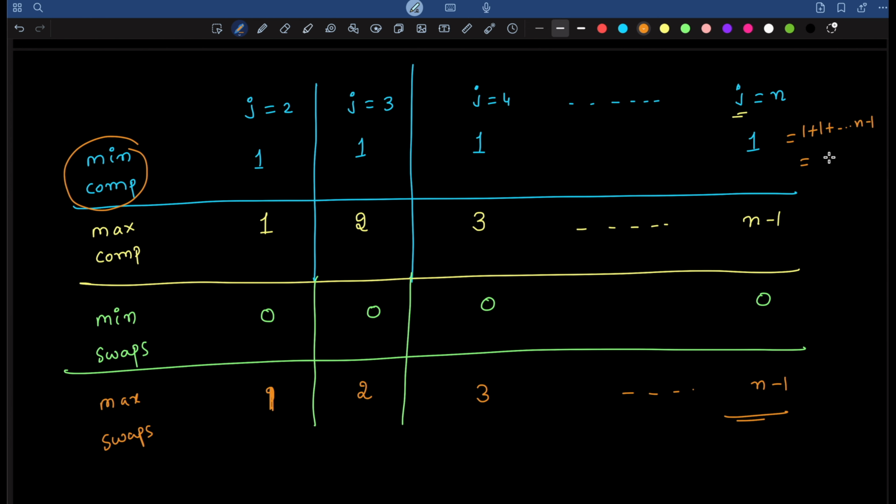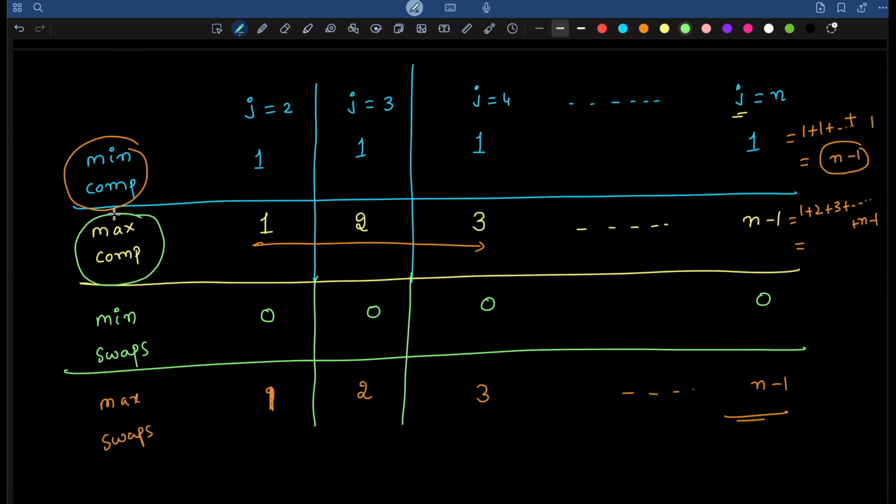So I would say it will be plus 1. In total we have n minus 1. So in case of a maximum number of comparisons, what will the maximum be? Here you just need to add all of them: 1 plus 2 plus 3 and so on. At the end we have n minus 1. So in total, how many comparisons are required?